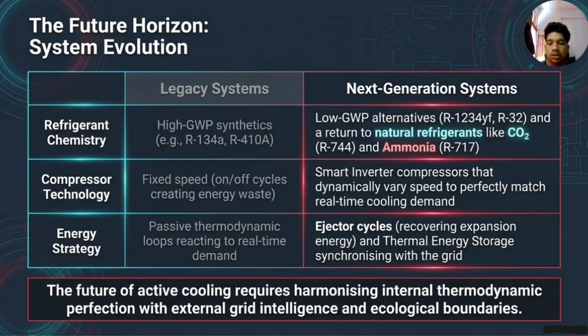The next one is energy strategy. Passive thermodynamic loops reacting to real-time demand are the old one. The latest ones use an ejector cycle, recovering expansion energy, and thermal storage synchronizing with the grid, which saves a lot of energy and is very good.